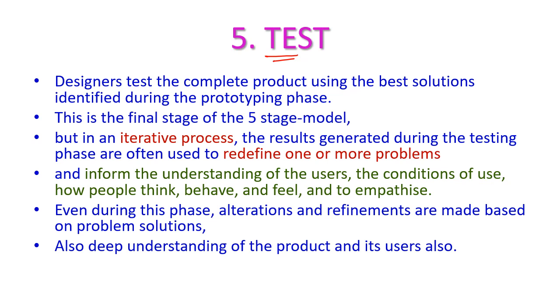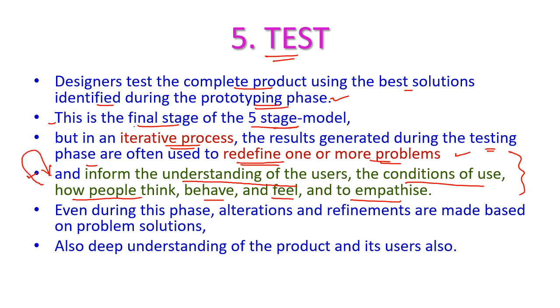The fifth stage is test. Here designers will test the complete product using the best solutions identified during the prototyping phase. This is the final stage of the 5-stage model, but in the iterative process, the results generated during the testing phase are often used to redefine one or more problems, and inform the understanding of users, conditions of use, how people think, behave and feel, and to empathize. So iteratively we have to find the best solution even in the 5th stage. During this phase, alterations and refinements are made based on the problem solutions and a deep understanding of the product and its users. So this is called the testing stage.